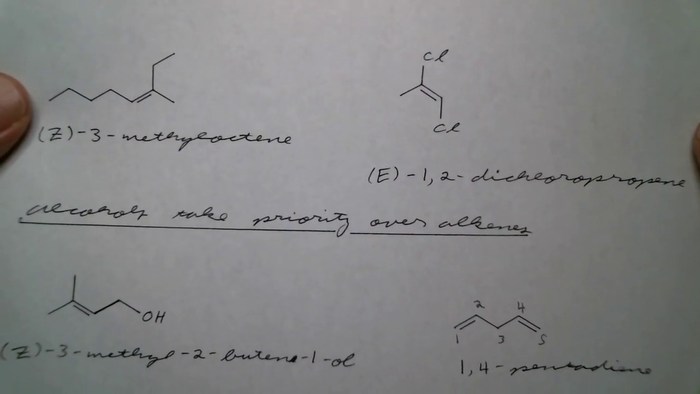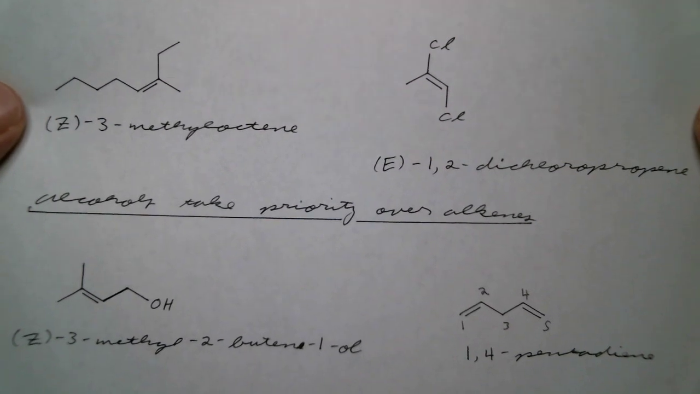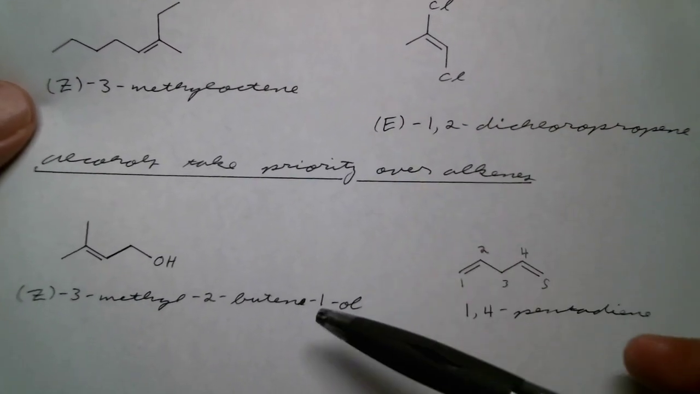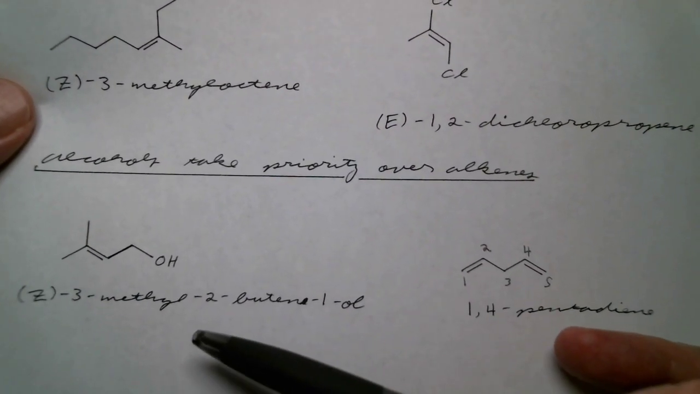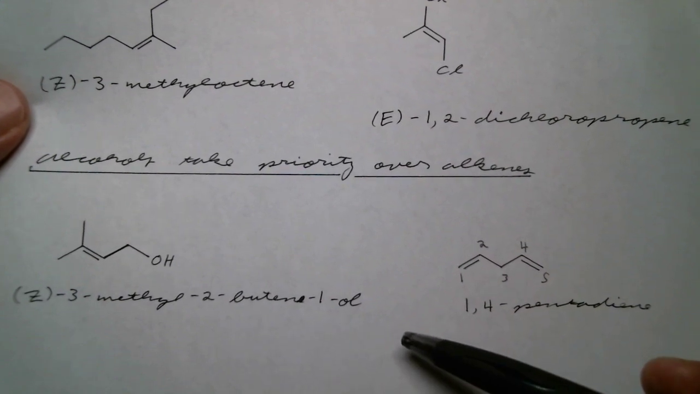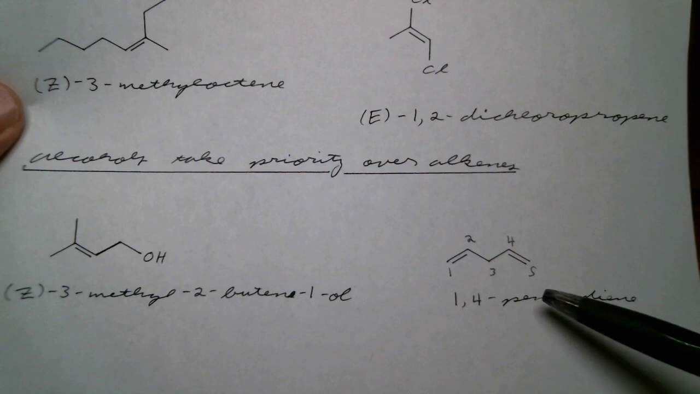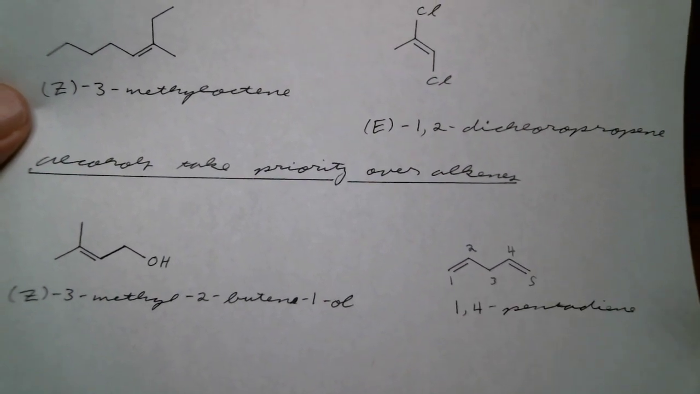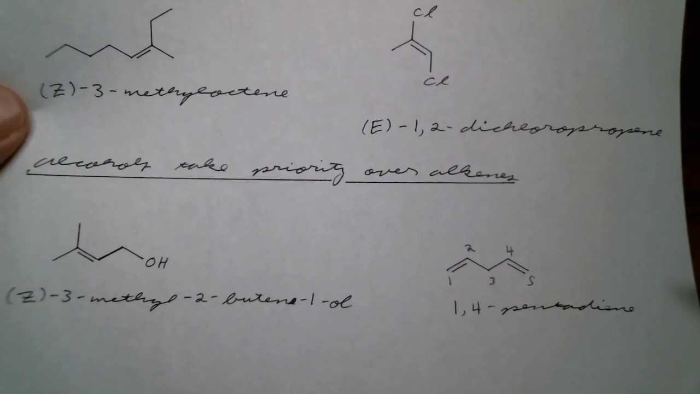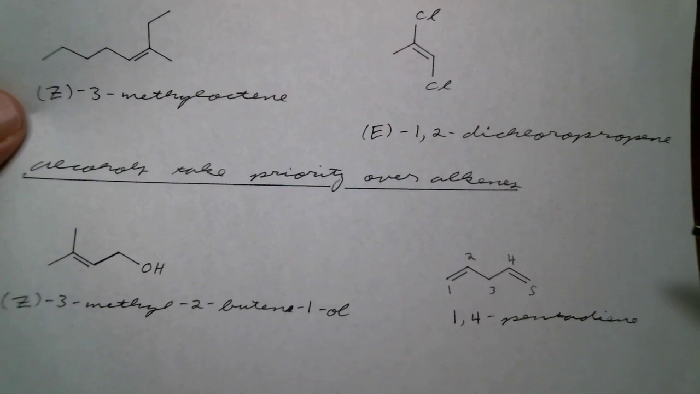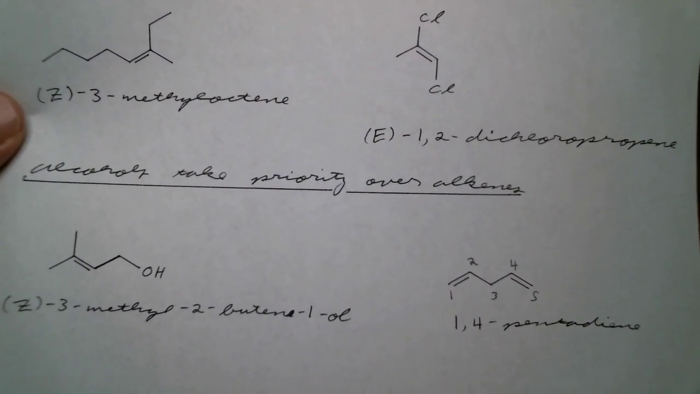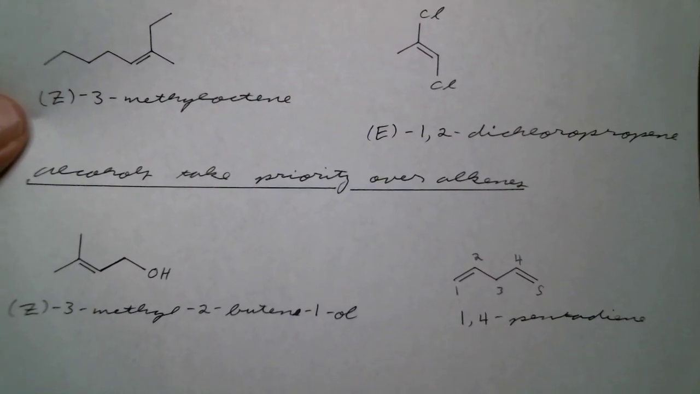Alcohols always take priority over our alkene bonds, so here we have Z-3-methyl-2-buten-1-ol. Here we have 1,4-pentadiene, no alcohol in this, but hey, we've got 2 alkenes. That's interesting.